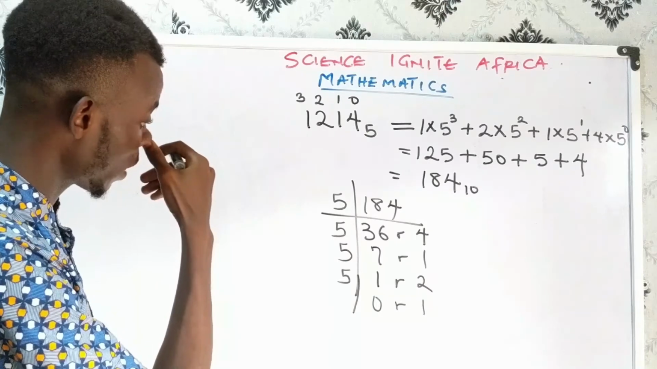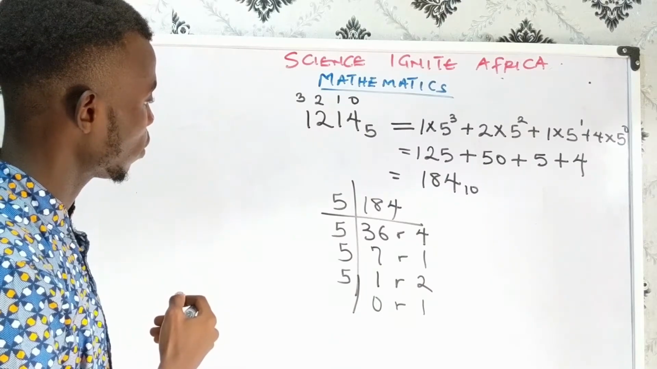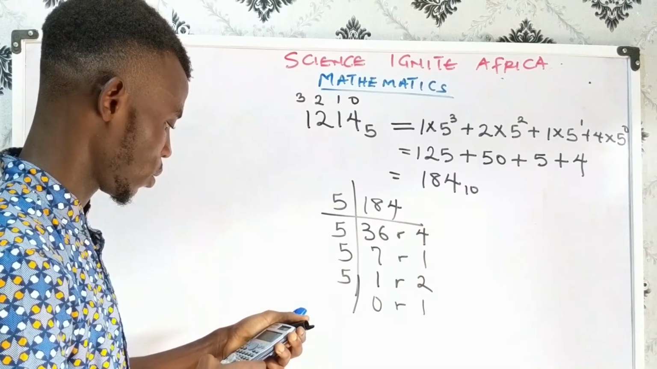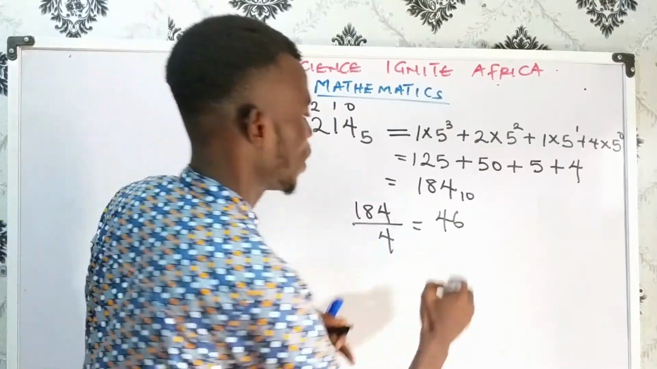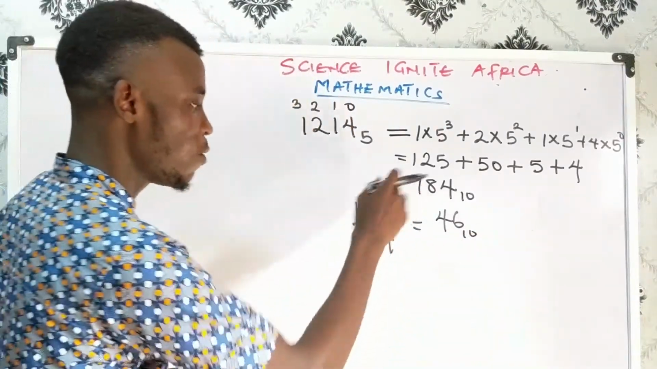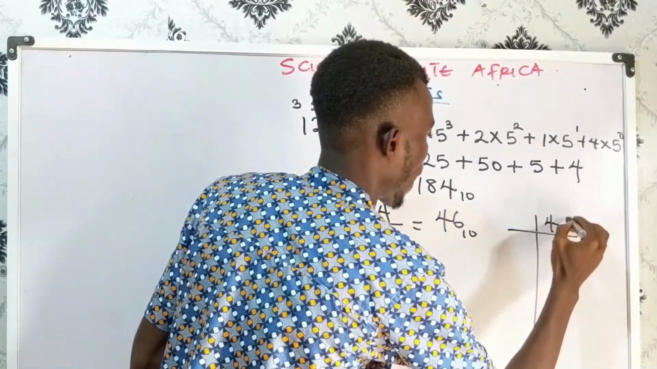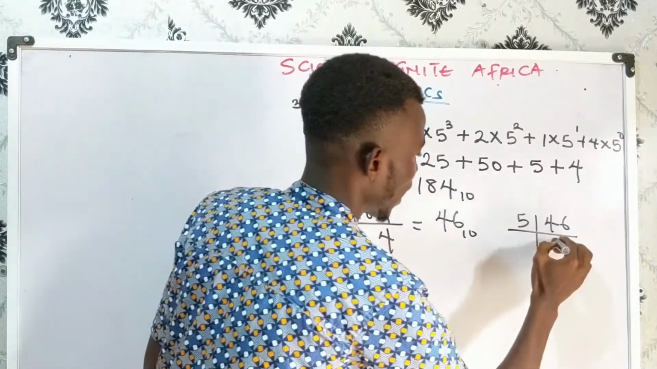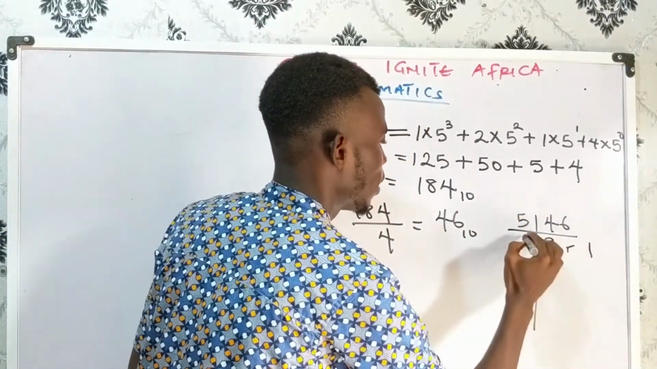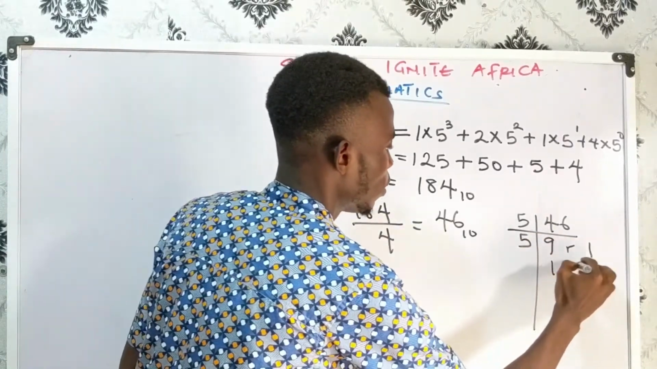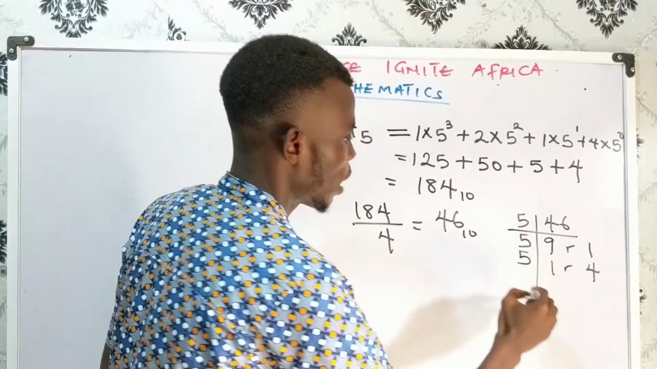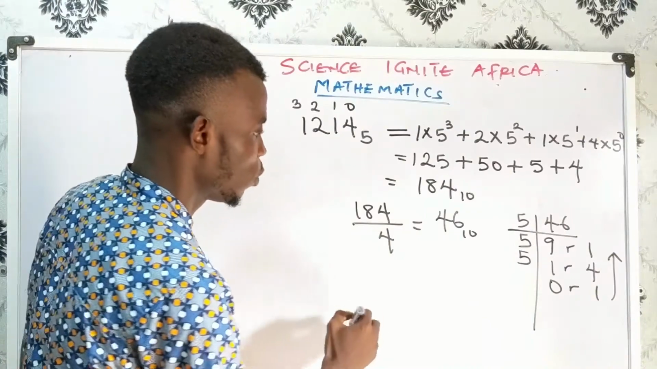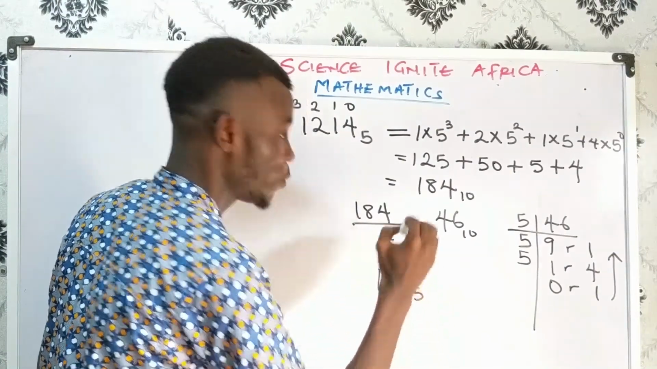So the average expressed in base 5 is supposed to be converted to base 5. This is 46 base 10. So I will now convert this to base 5. 46 divided by 5 is 9, since 9 times 5 is 45, remainder 1. And 5 in 9 is 1 remainder 4. And 5 in 1 is 0 remainder 1. So the average expressed in base 5 will be 141 base 5.